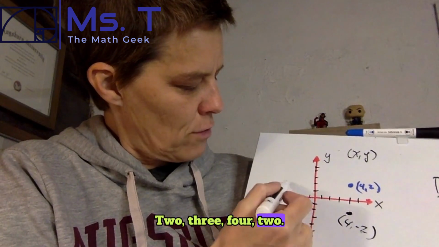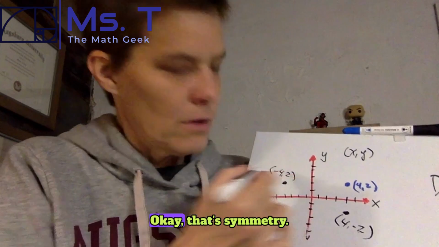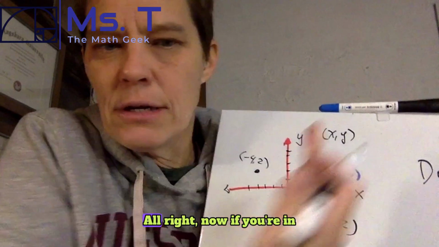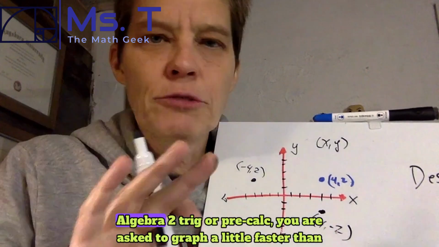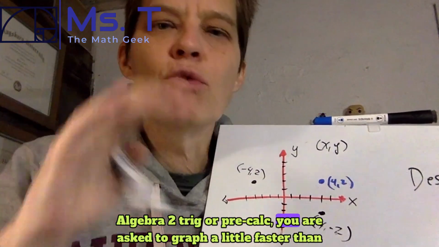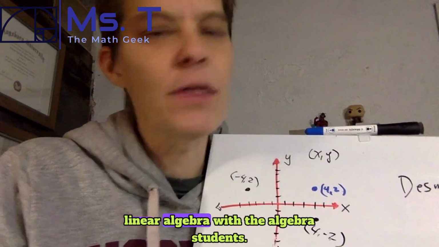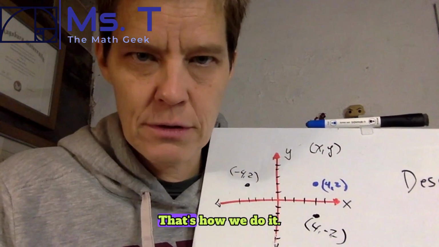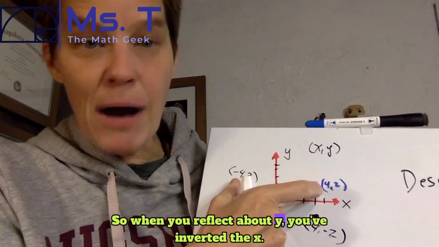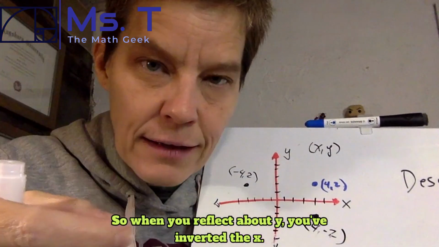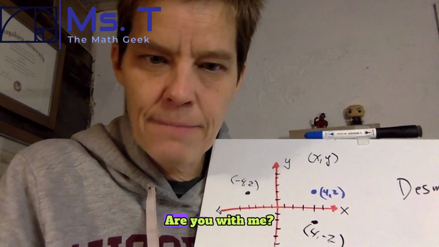2, 3, 4, 2. So now we're over here, -4, 2. Okay, that's symmetry. All right, now if you're in Algebra 2 trig or pre-calc, you are asked to graph a little faster, right, than linear algebra than algebra students. That's how we do it, okay? So when you reflect about y, you've inverted the x. When you reflect about x, you've inverted the y. Okay, are you with me?